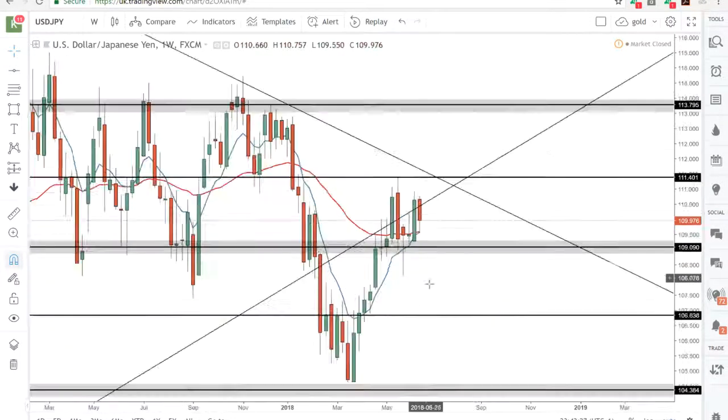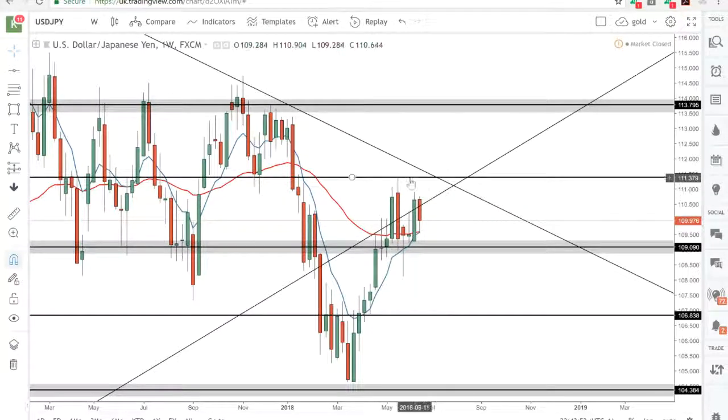And the moving averages, price is still above the moving averages, which have come up and converged, and look as if they're ready to cross over to the upside, which we could potentially see after this big bearish engulfing here last week.